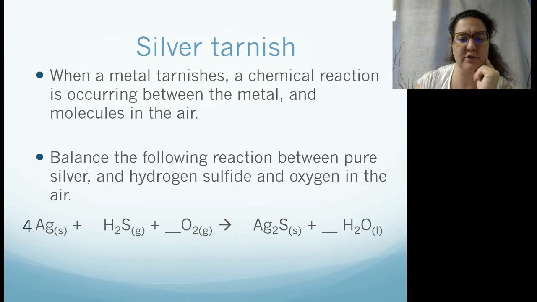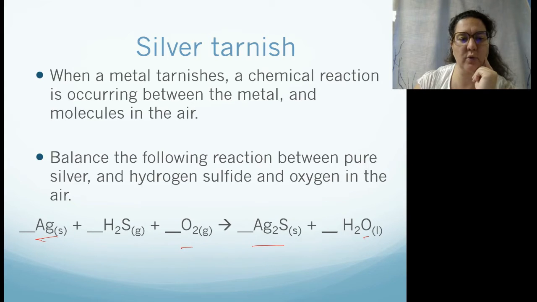So here we have 2 silver ions. Let me go back. We have 2 silver atoms and we have 1 silver atom on this side. So that's going to have to be balanced. Currently sulfur is balanced, but we have 2 oxygen there and 1 oxygen here. So that's going to be imbalanced.